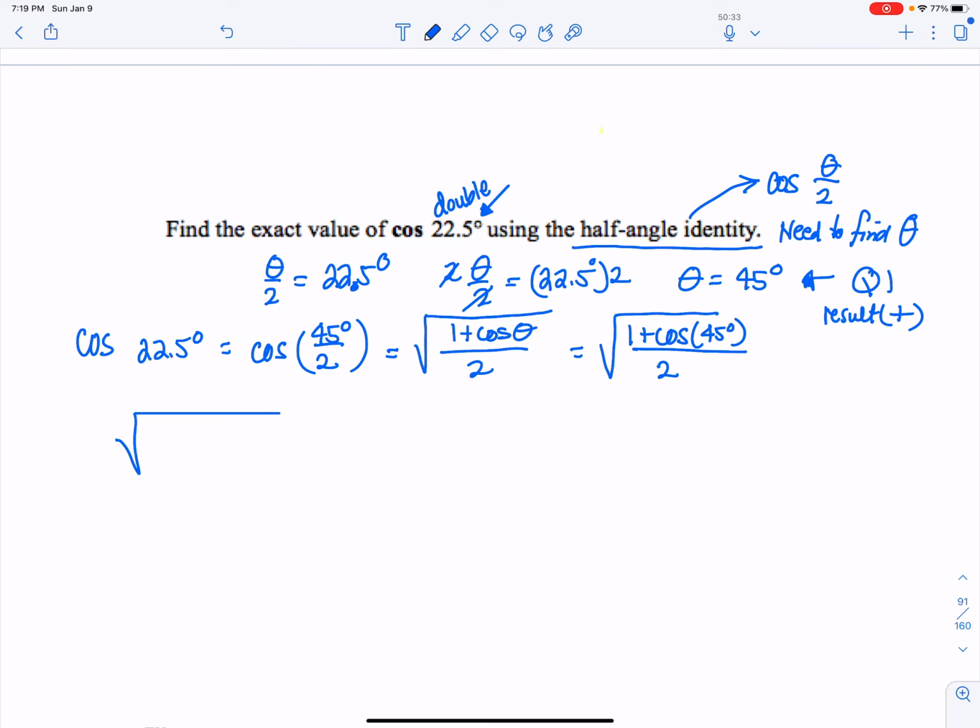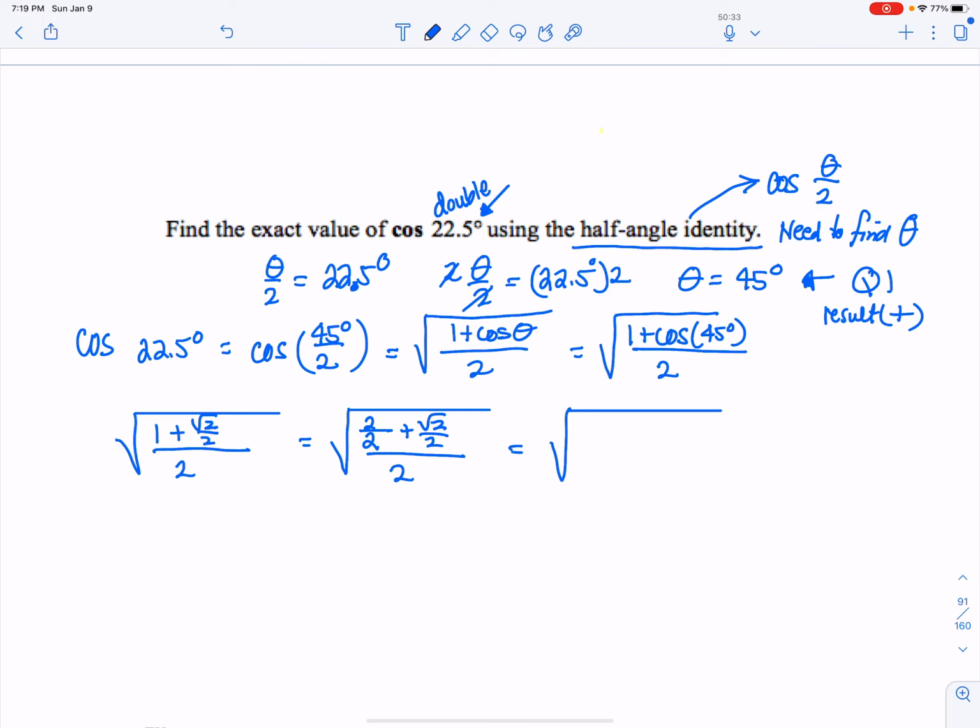So cosine at 45 degrees is square root of 2 over 2, all over 2. I have to find a common denominator in that numerator under the radical. So 1 becomes 2 over 2 plus the square root of 2 over 2, over 2. And now let's make this a little bit better. So I get 2 plus the square root of 2 over 2, and that's over 2. Now I need to turn this into a multiplication problem. So I have 2 plus square root of 2 over 2 times 1/2.